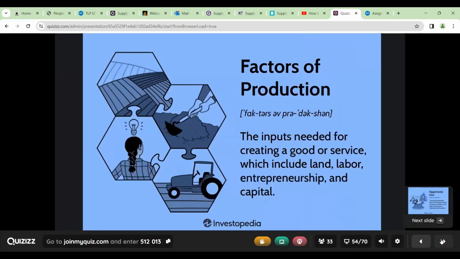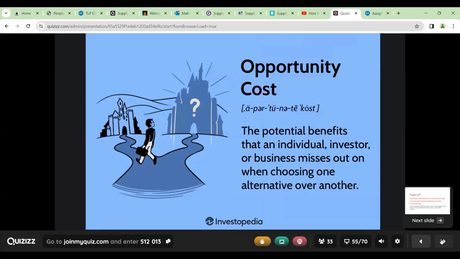Factors of production, the inputs needed for creating a good or service, include land, labor, entrepreneurship, and capital. So you have to choose what you can make with those. Opportunity costs are the potential benefits that an individual, investor, or business misses out on when choosing one alternative over another.